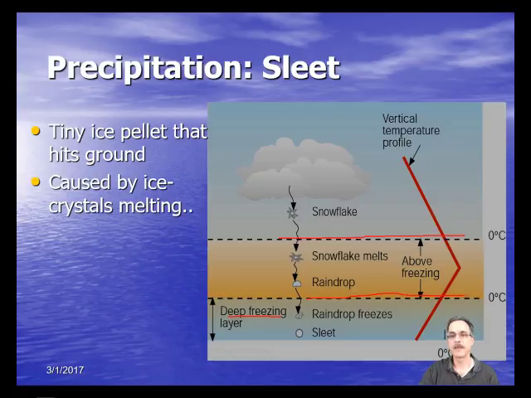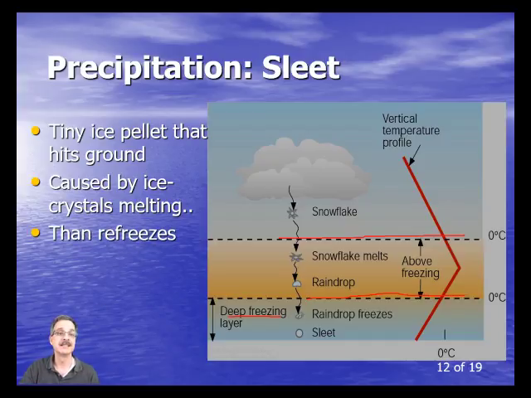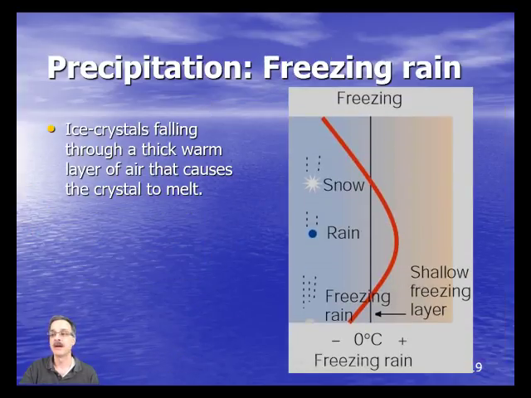All right, we're talking more about sleet. I've basically covered all this. The ice crystal melts, and then it refreezes in the colder air below the warm layer. All right, let's talk about freezing rain.